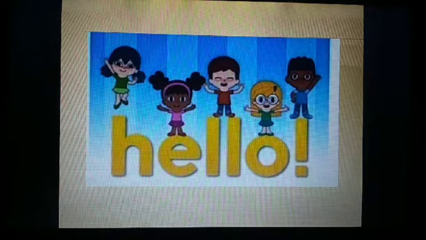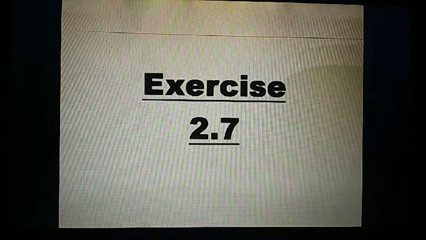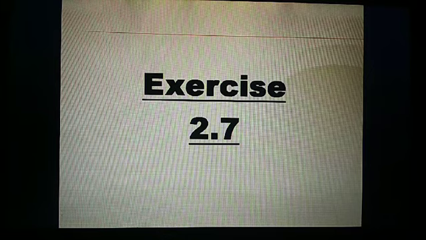Today in this video I will explain exercise 2.7. In this exercise there are 3 sections. First, we will divide a decimal by a whole number. Second, we will divide a decimal by a multiple of 10. And the third category is whole by decimal or decimal by decimal. The first category is decimal by a whole number.